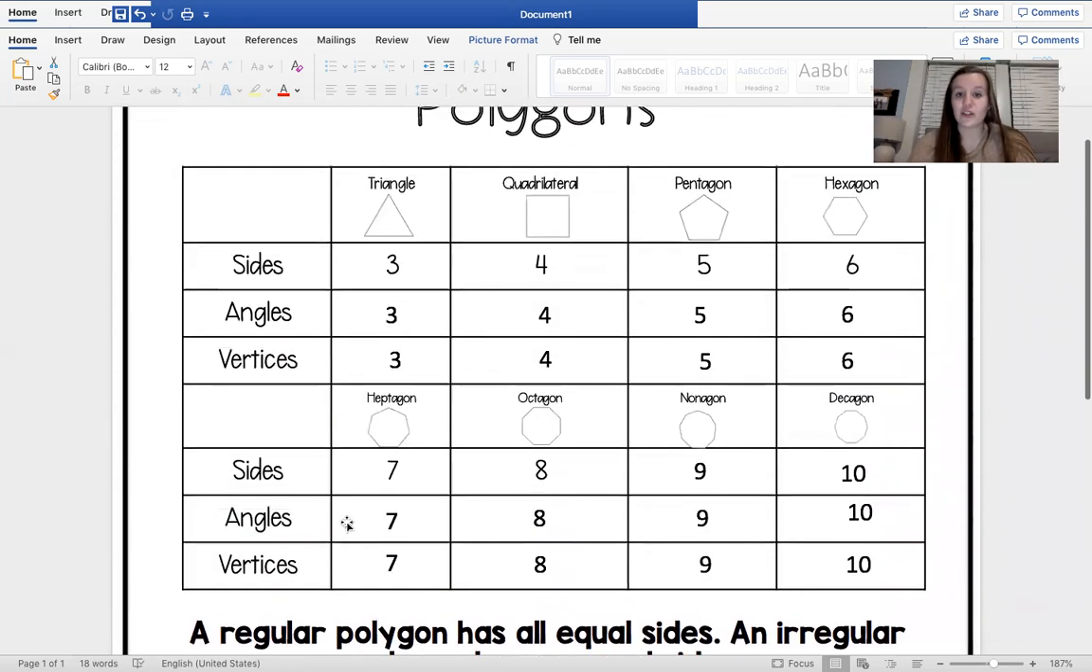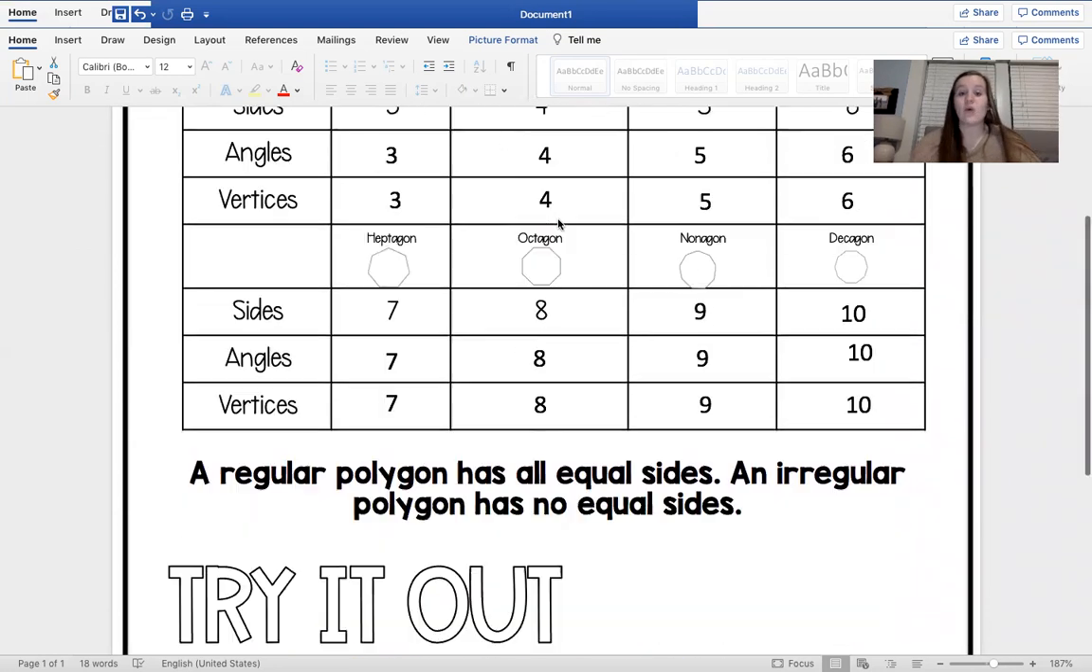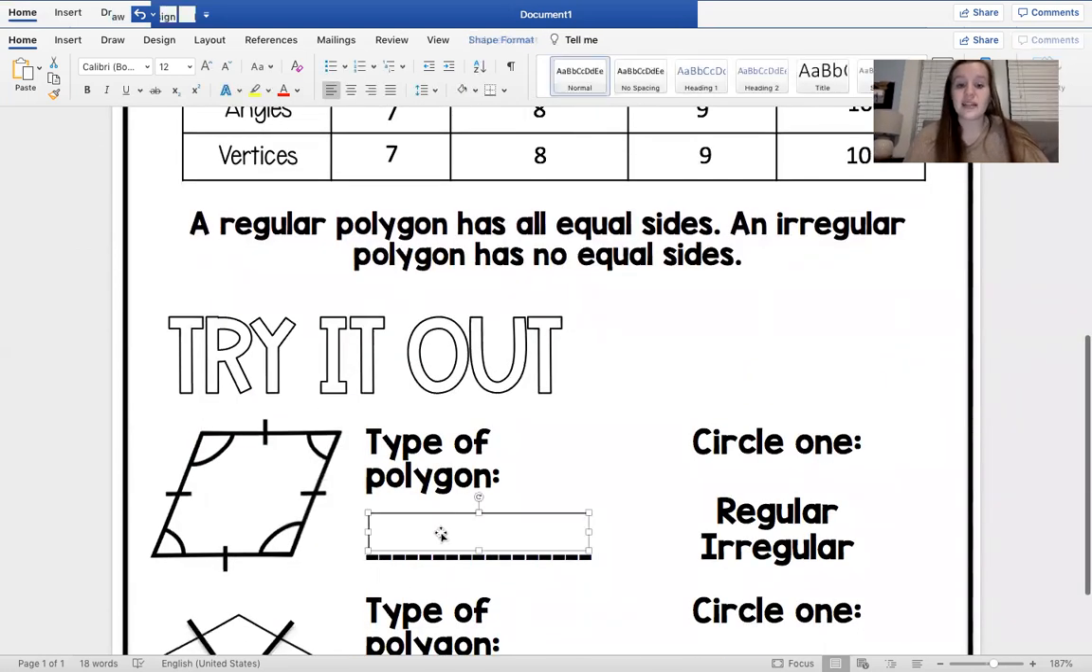So let's go back up to our chart. Four sides, four angles, and four vertices is a quadrilateral. So we're going to type in our box, the type of polygon is a quadrilateral. Okay, now we have to determine, is it irregular or regular? Well, a regular polygon has all equal sides, and an irregular polygon has no equal sides.